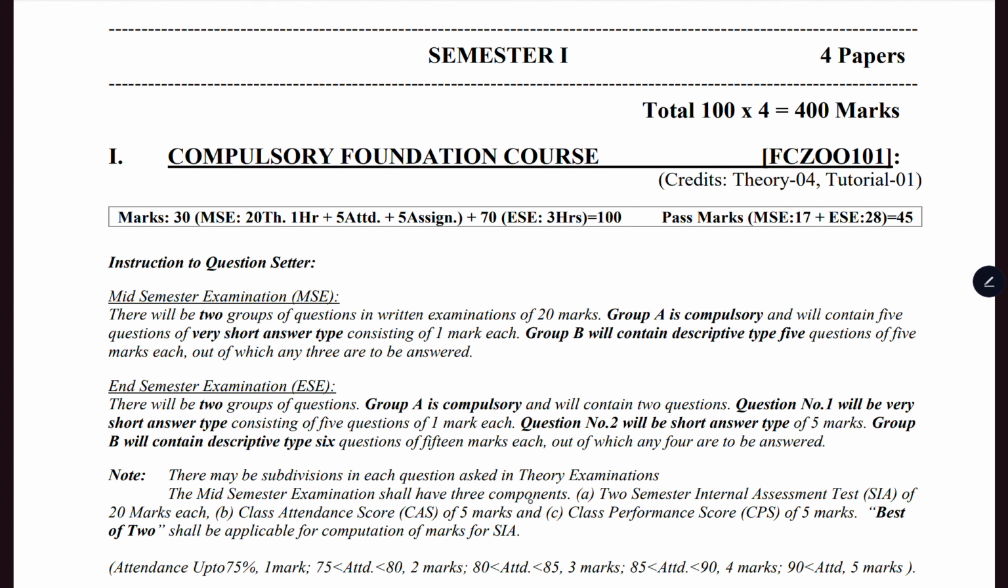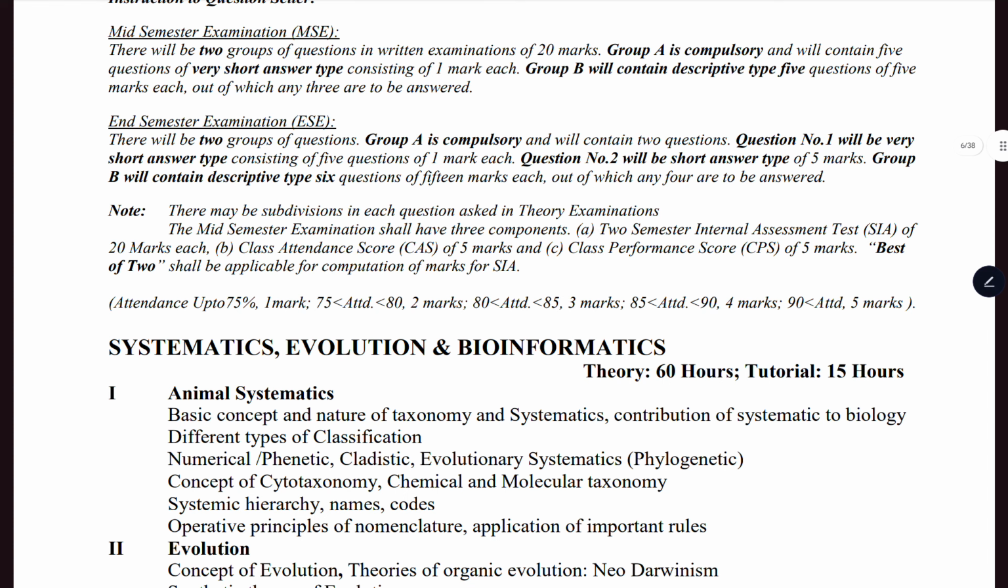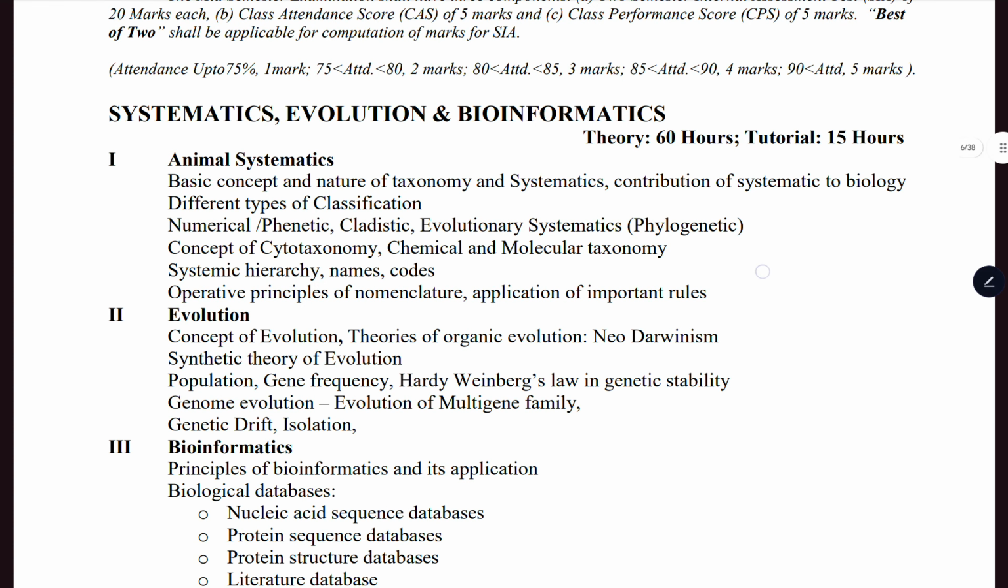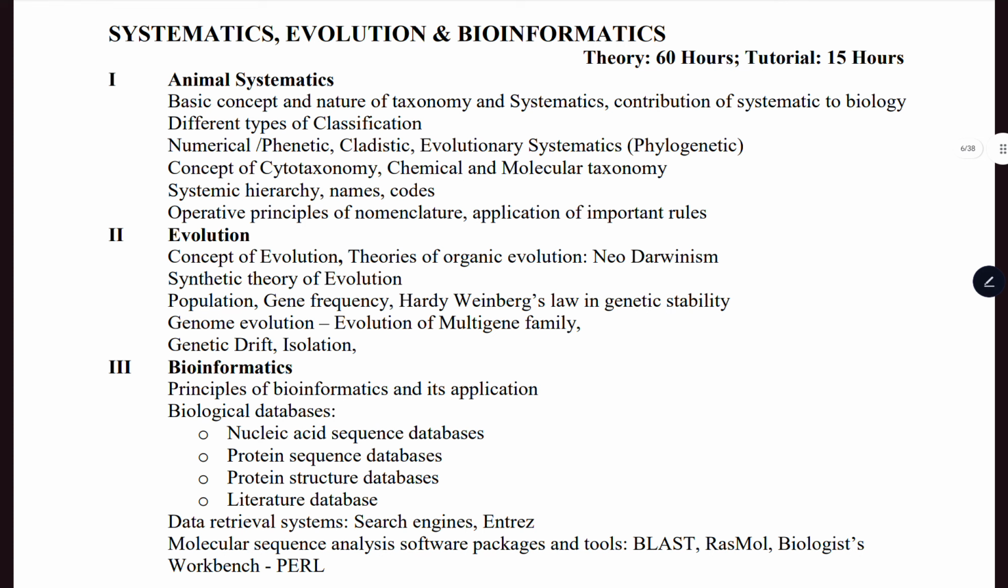In paper 1 we have systematics, evolution and bioinformatics. In systematics, animal systematics, we have to study the basic concept and nature of taxonomy and systematics, contribution of systematics to biology, different types of classifications: numerical, phonetic, cladistic, evolutionary systematics, concept of cytotaxonomy, chemical and molecular taxonomy, systematic hierarchy, names, codes, operative principles of nomenclature, applications of important rules.